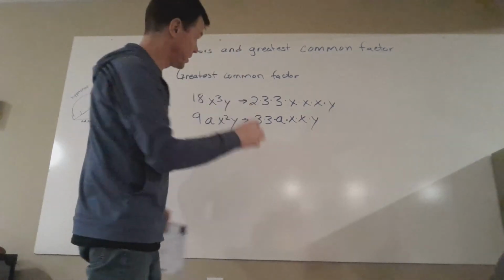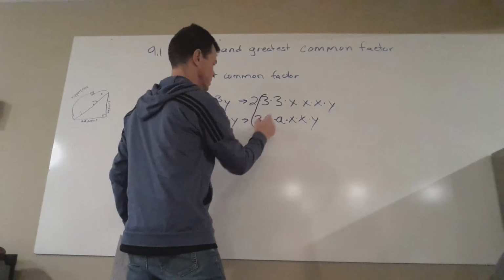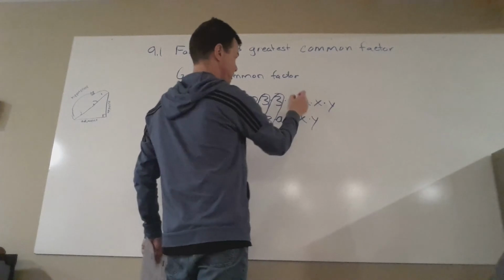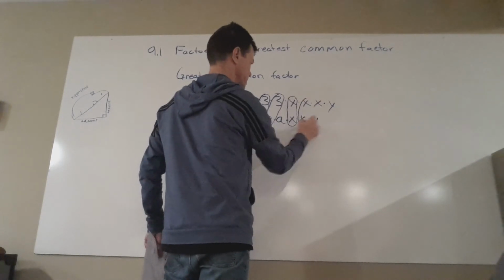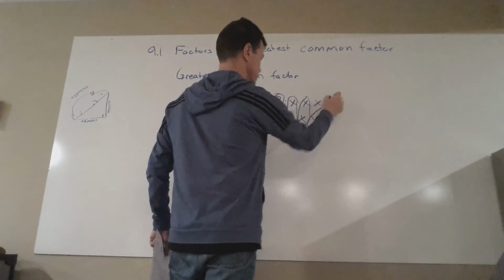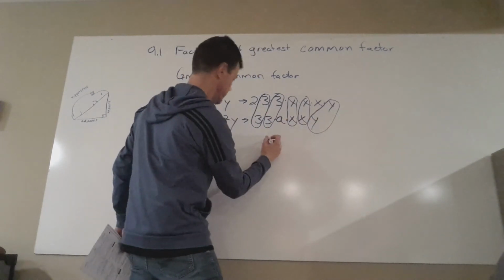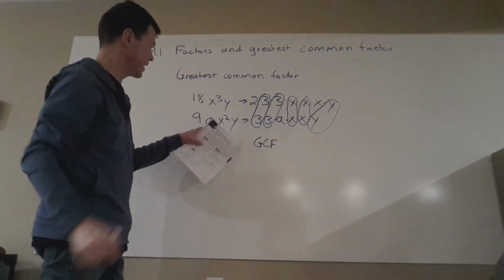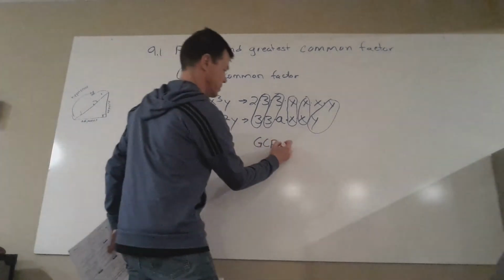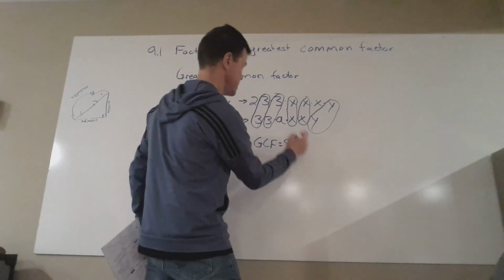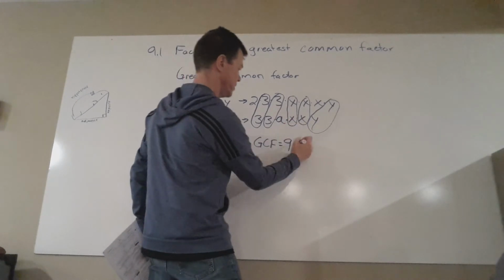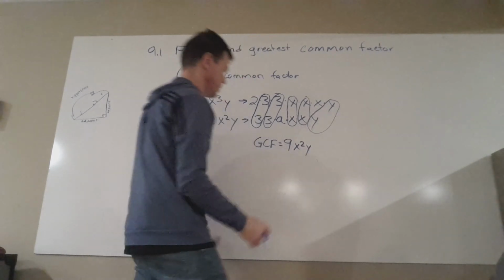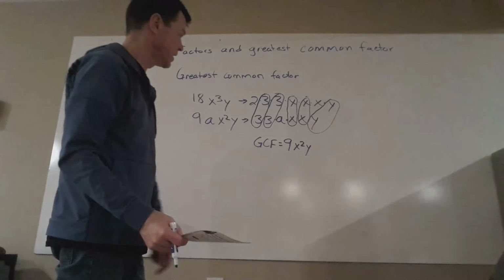All right, pull out our common factors. You have 3's, no a's in common, 2 x's are common, and then there's just a y. So multiply these all back together again. Your greatest common factor between 18x cubed y and 9ax squared y will be 3 times 3 is 9. No a's, you have 2 x's and 1 y. Greatest common factor for this is 9x squared y.